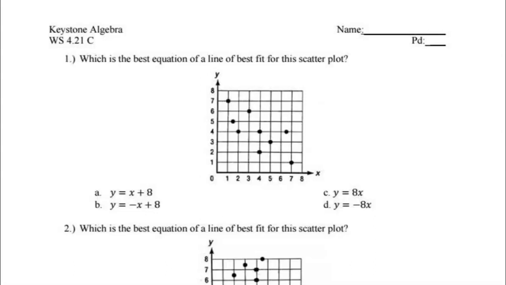So the first thing I notice here is all of these dots have a negative correlation, because all of our dots are going down. So right off the bat, I can cancel off the ones that don't have a negative slope. So I'm going to cross off A and I'm going to cross off C, because both of those have positive slopes.